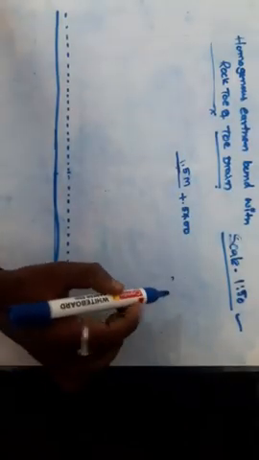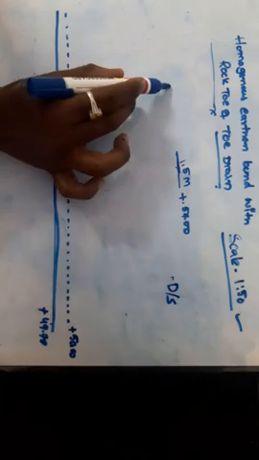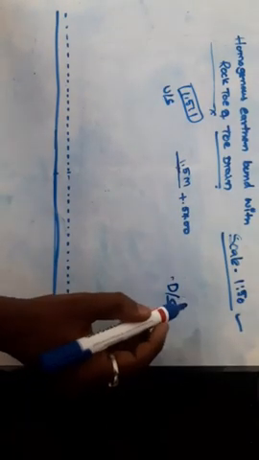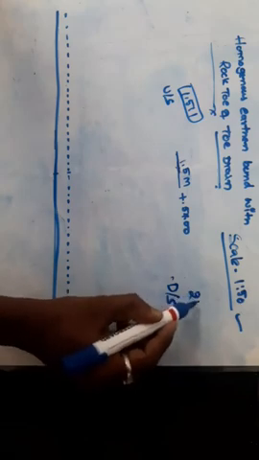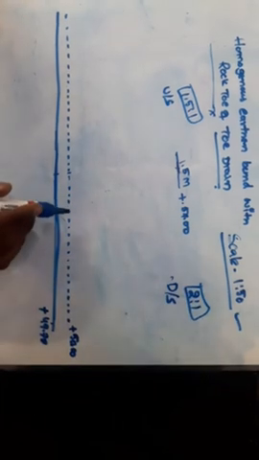Next, side slopes. Side slope of the earthen bund is 1.5 to 1 on upstream side, 2 to 1 on downstream side. See here, this side is downstream side, this side is upstream side. The ratio of upstream side is 1.5 to 1, the ratio of downstream side of the bund side slope is 2 to 1.